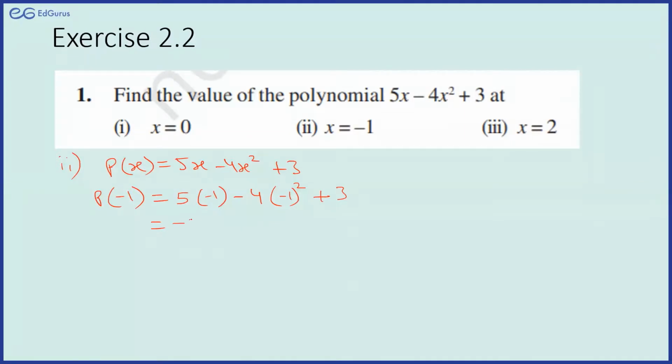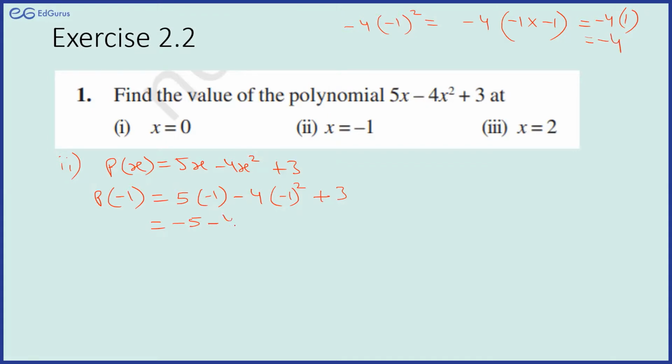Minus 5. What is minus 4 times minus 1 square? Minus 4. Why? Because minus 1 का square तो क्या हो गया? Minus 1 into minus 1, which is plus 1. And plus 1 into minus 4. So minus 4 into minus 1 square is nothing but minus 4 into minus 1 into minus 1. So this is minus 4 into 1, which is minus 4.